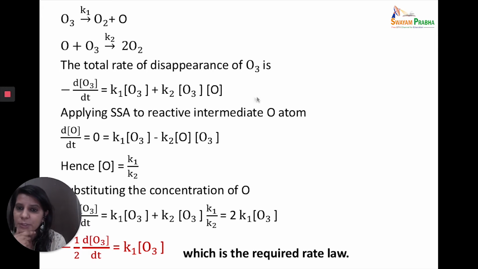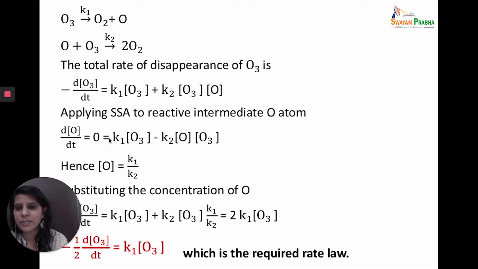Now if I write down the total rate of disappearance of O3 like this, I see that again the nascent oxygen, which is a very, very reactive intermediate, comes into the rate law. Then I cannot use it like this. So I apply the steady state approximation to this intermediate, nascent oxygen. What is the steady state approximation? We are repeating it: d[I]/dt is equal to 0. Here the intermediate is the oxygen atom, nascent oxygen, so d[O]/dt is equal to 0.